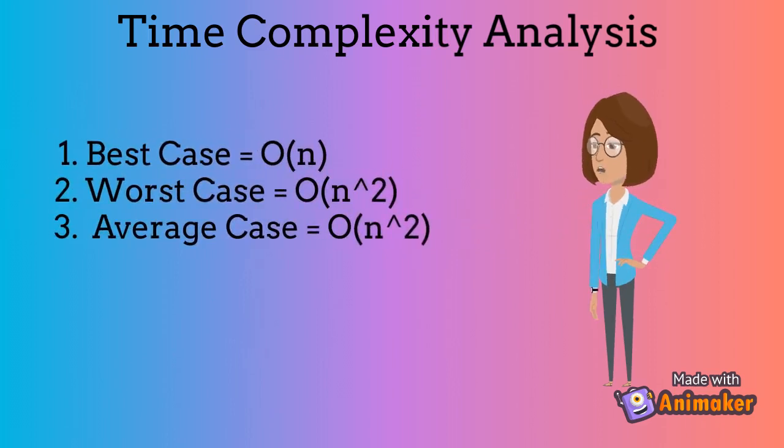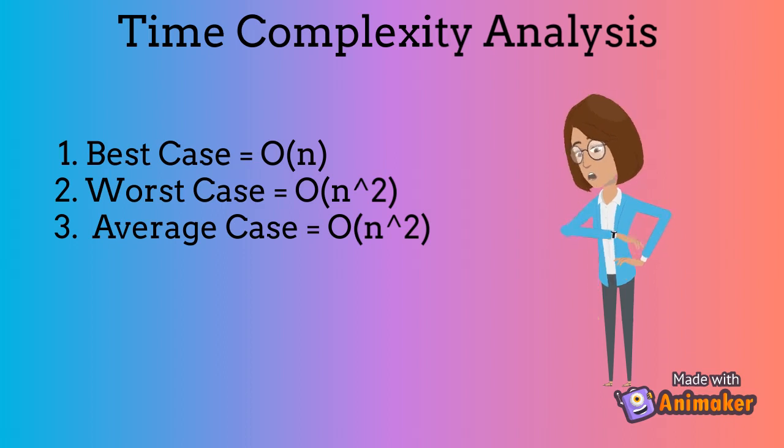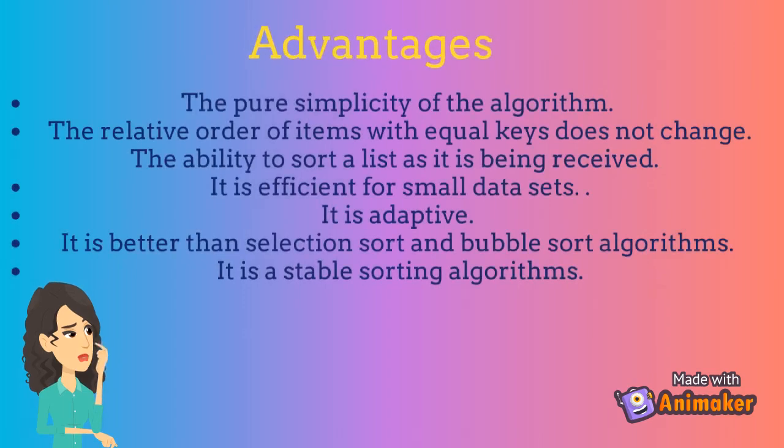So the time complexity for the best case is big O of n, and the worst case and average case is big O of n square. Now let us check out some advantages of insertion sort.